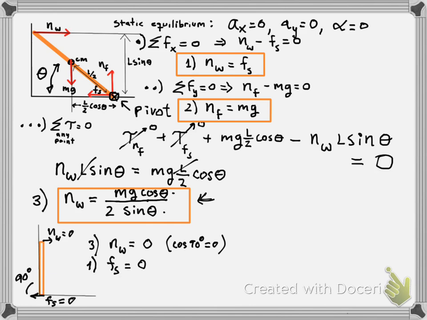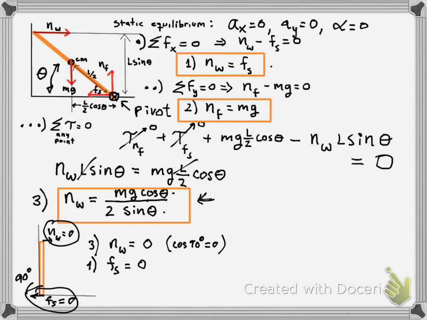Because the normal with the wall is equal to 0, equation number 1 tells us that the force of static friction would also be 0. If the normal with the wall is 0, there is no need for static friction at the bottom. The bottom of the plank is not trying to slide left or right. It's just that the plank is balanced at the bottom.